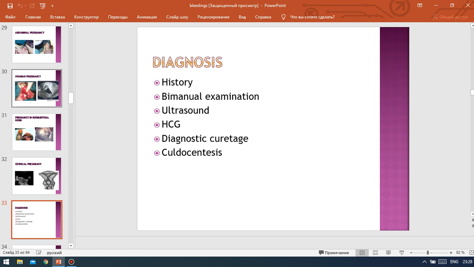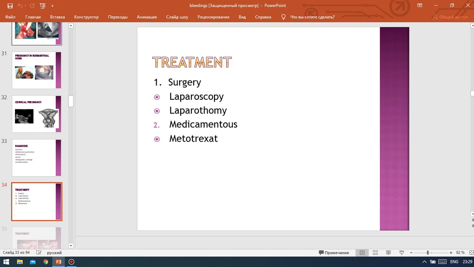How can we make the diagnosis? The first is history, analysis, bimanual examination, but not only bimanual. Very important, when we check the cervix, we need a speculum exam. During the speculum exam, we observe the cervix, external os, vagina. Then ultrasound investigation, and we use abdominal and vaginal transducers, hCG hormone level, diagnostic curettage, and laparoscopy.